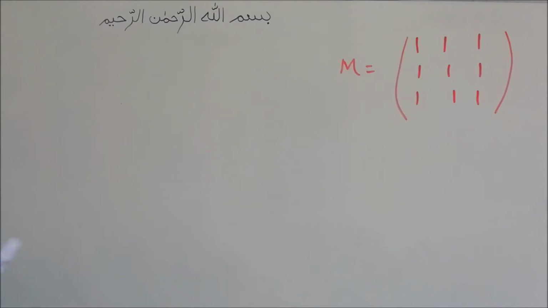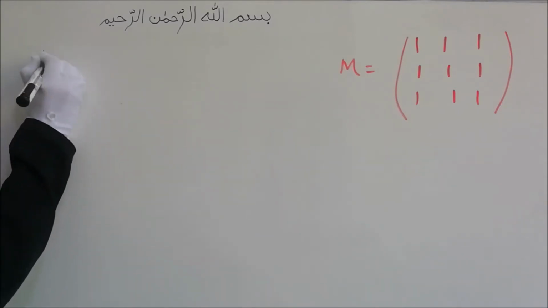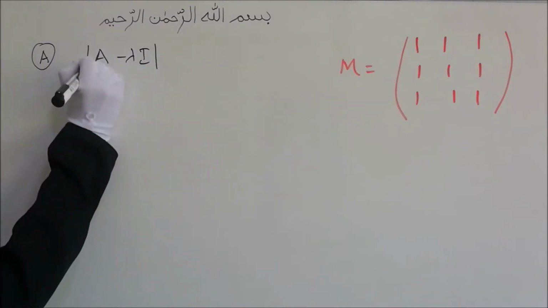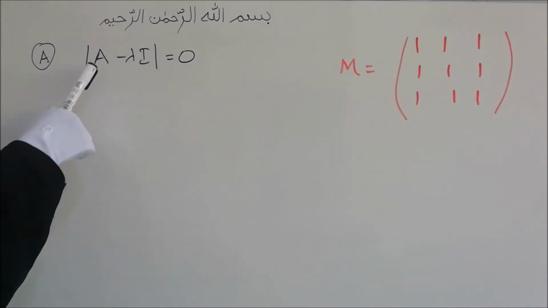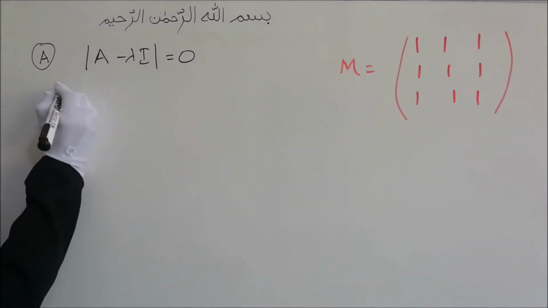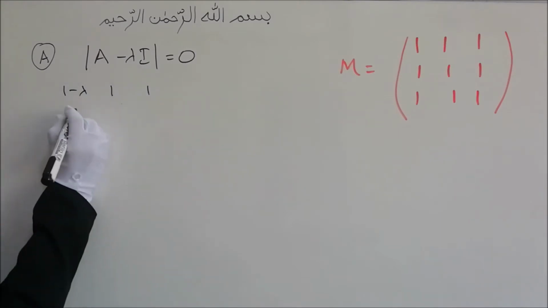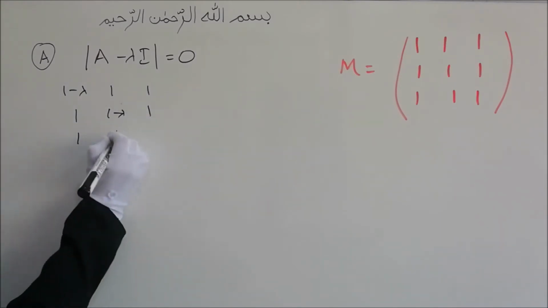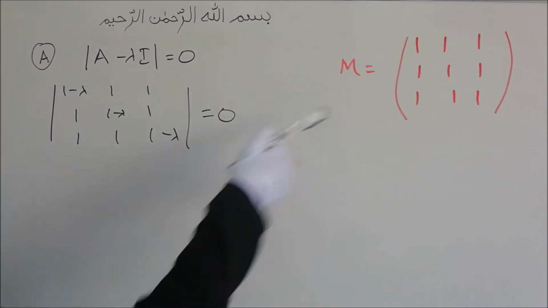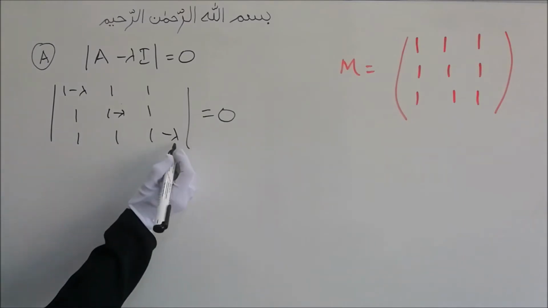But before that, I'll just tell you how to find the eigenvalue of any matrix. For any matrix A, if you want to find the eigenvalue, you have to set the determinant of A minus lambda I equal to 0. A is the matrix whose eigenvalue you have to find, lambda are the eigenvalues and I is the identity matrix. So for example, for this matrix, we'll have 1 minus lambda, 1, 1; 1, 1 minus lambda, 1; 1, 1, 1 minus lambda. The determinant of this is equal to 0. This is what we will be finding to get the eigenvalues lambda.